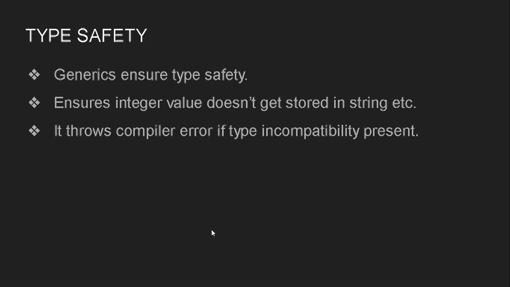Then after that we have type safety. Generics are going to ensure type safety. In other words, you can call type safety as type compatibility.